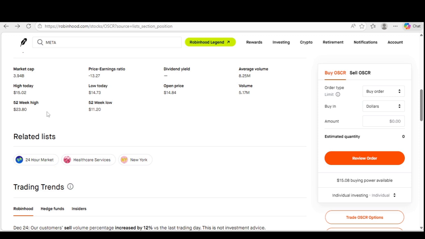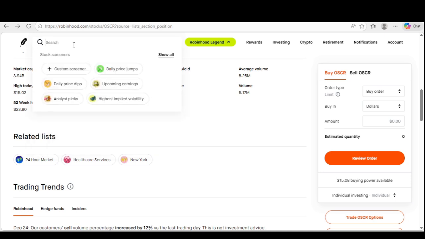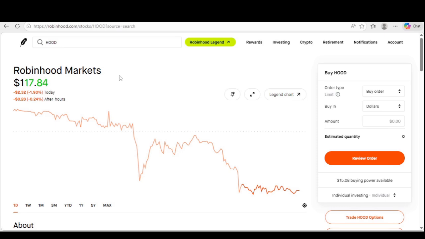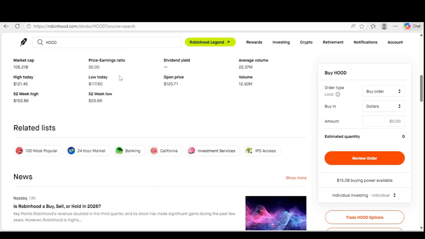This is pretty good because the spread here is pretty close. Now, all these metrics, you need to be able to compare with something else. So what you want are stocks that have a pretty tight spread like this. Let me give you a comparison. Let's jump into Robinhood stock right now, and we're going to compare their 52-week high and their 52-week low. As you can see here, the 52-week low is $29.66. However, the 52-week high is $153.86.